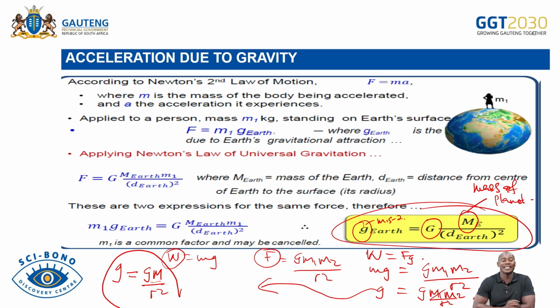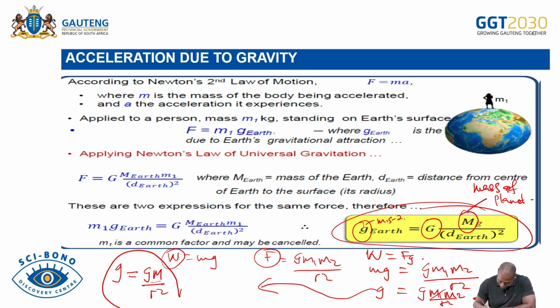Because we'll be calculating acceleration due to gravity on that planet, not acceleration due to gravity on a person, but on what? On that planet. So this m is the mass of the planet. If you are dealing with the Earth, it will be the mass of the Earth. If you are dealing with planet X, for example, it will be the mass of planet X. So this m is not your mass, but the mass of the planet. Which planet? It depends. Maybe Mars, Venus, Earth, Y, Z, it doesn't matter.